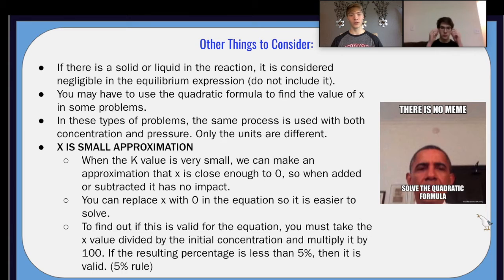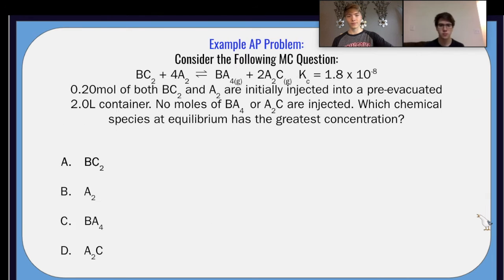So when the K value is very small, we can make an approximation that x is close enough to 0, so when added or subtracted, it has no impact. You can replace x with 0 in the equation so that it's easier to solve. To find out if this is valid for the equation, what you have to do is take the x value divided by the initial concentration and multiply that by 100. If the resulting percentage that you got is less than 5%, then it is valid to use. This is called the 5% rule.